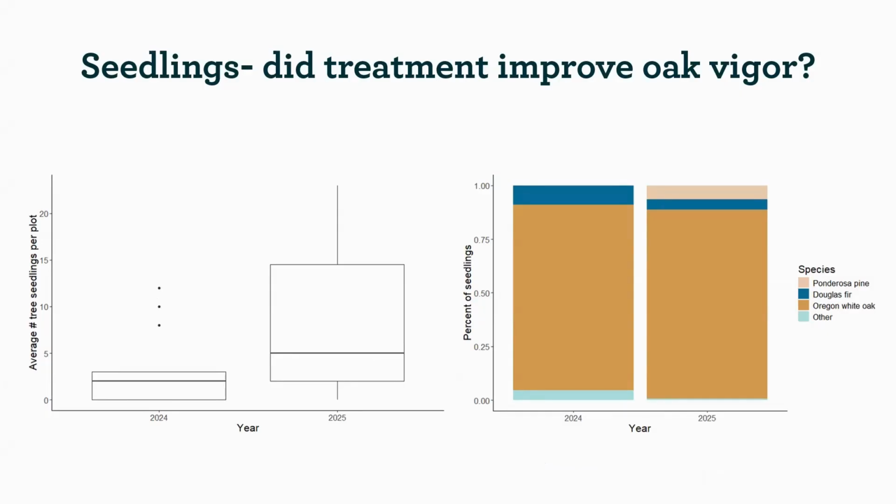Ponderosa pine and Douglas fir also increased after treatment, but they just averaged less than 1 per plot, so they were a more minor component. This figure on the right shows the percent of seedlings by species. You can see the majority were Oregon white oak with that brown color. It's also interesting to note the small increase in ponderosa pine seedlings, which may be due to disturbance, the increase in light, or just perhaps 2025 was a better seed production year than 2024.